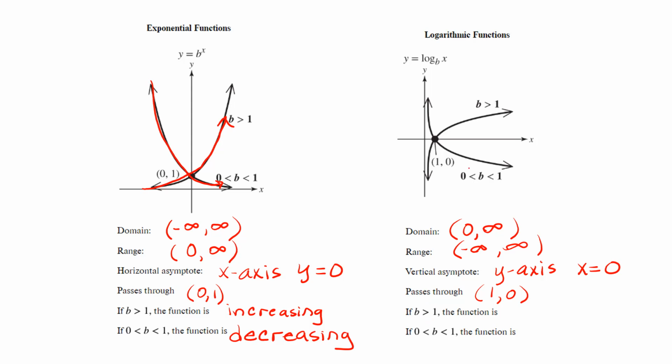Now, if b is greater than 1, the function is still increasing. It's coming up from the bottom and shooting off to the right, so it's increasing. And if b is between 0 and 1, the function is decreasing. It's coming down and going that way.